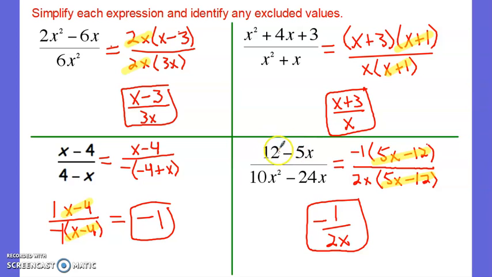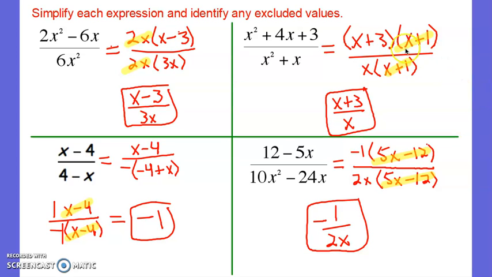So I did the same thing on the top of this one. I just noticed that I've got some kind of funny stuff going on. I like having x being the first item, or first term. So I factored out a negative 1 and kind of switched the order. Then on the bottom, I factored out a 2x. It just so happens that left me with 5x minus 12. Factor those away, and you'll get your negative 1 over 2x.